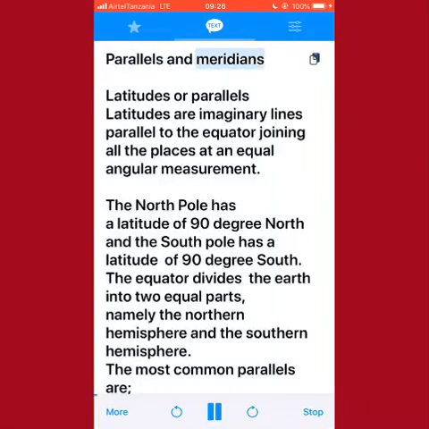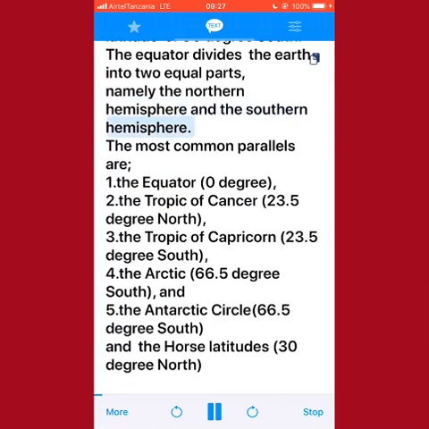Parallels and meridians. Latitudes or parallels. Latitudes are imaginary lines parallel to the equator joining all the places at an equal angular measurement. The North Pole has a latitude of 90° north and the South Pole has a latitude of 90° south. The equator divides the Earth into two equal parts, namely the Northern Hemisphere and the Southern Hemisphere.